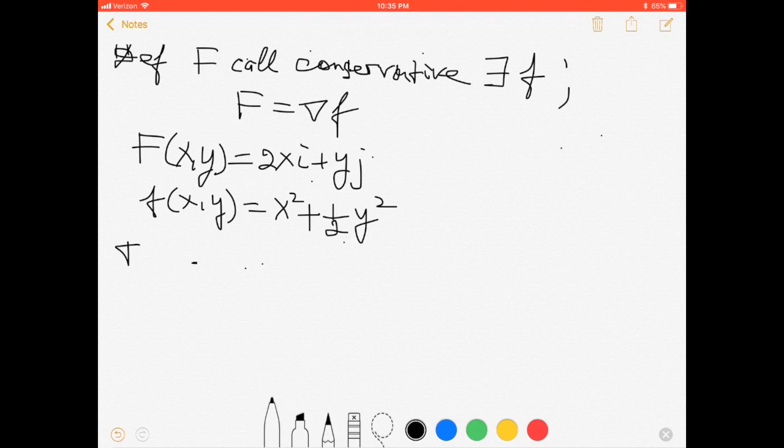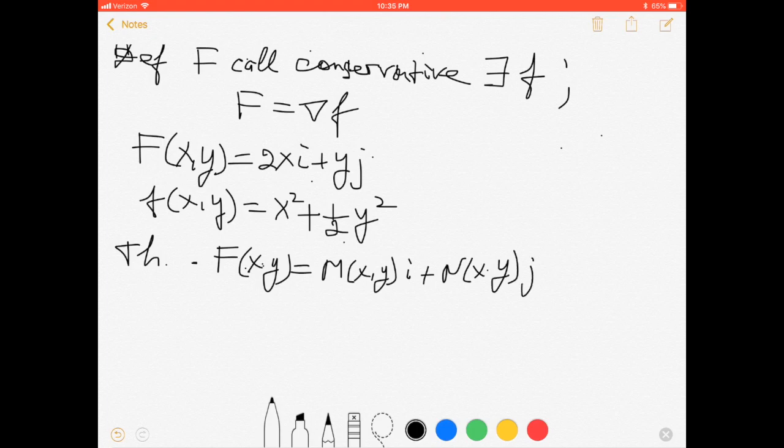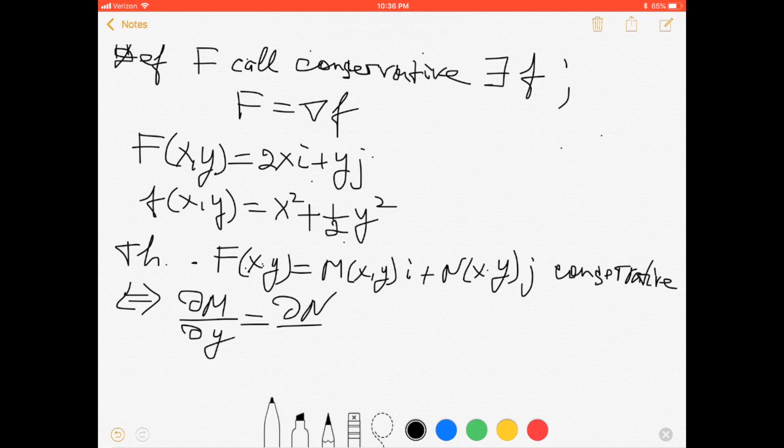And here we have a theorem. In the future we will have a similar theorem when you take a differential equations class, but right now we study it here. A vector field, which you can write as a combination of functions M(x, y) i plus N(x, y) j, is conservative if and only if the partial derivative of function M with respect to y, dM/dy, equals the partial derivative of function N, dN/dx.